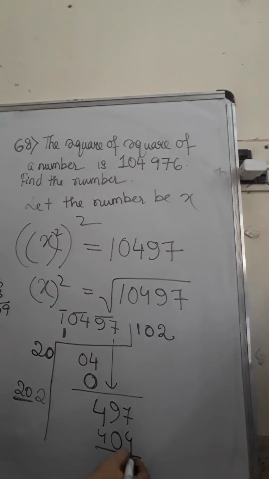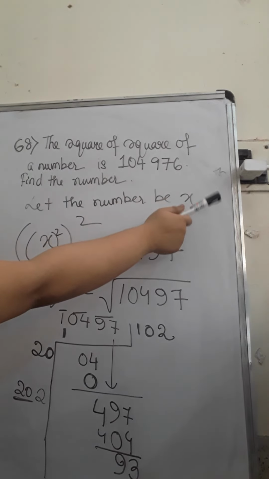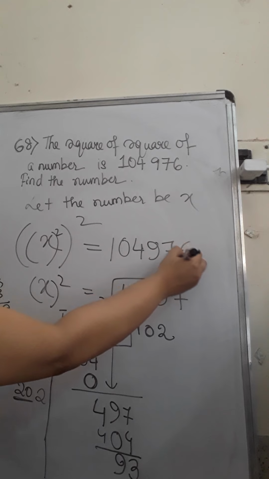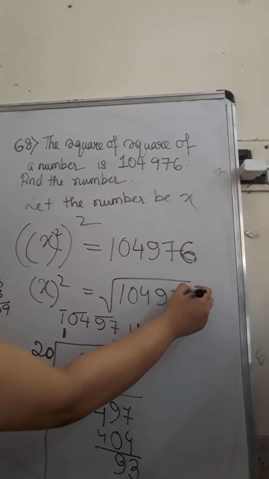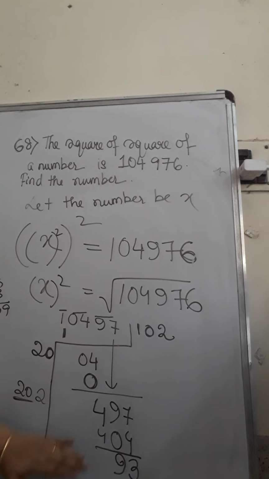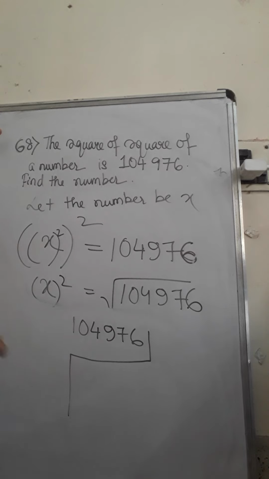So 202 into 2 and the remainder will be 93. Sorry, I have missed one number over here, that is 104976. So I am repeating this square root again due to the mistake of one number.